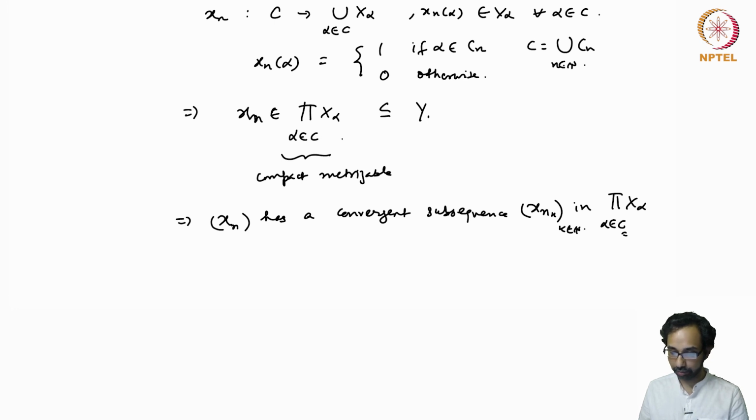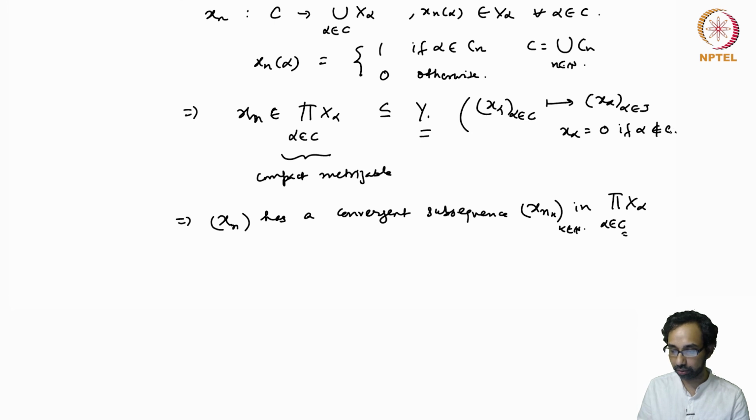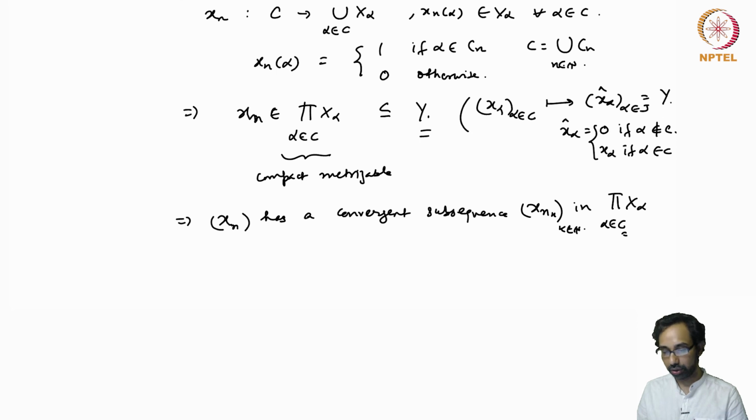And because this can be viewed in Y, so what is this inclusion? This is simply by taking any point x_alpha, where alpha is in C, and we map it to x_alpha, alpha in J, by simply defining x_alpha to be 0 if alpha does not belong to C, and equal to x_alpha if alpha belongs to C. Okay, so let me write it as hat on the other side. So this is in Y, because you have only countably many ones, so it lands up in Y.